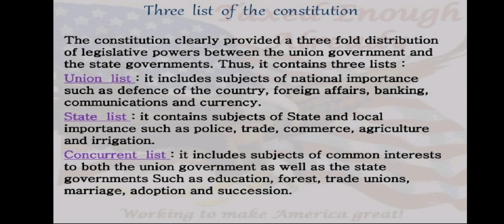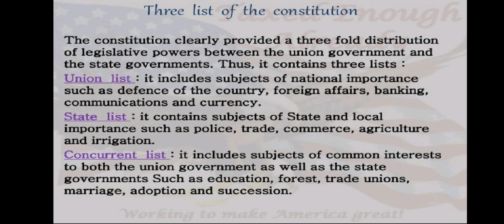The first one is your union list. It includes subjects of national importance, such as defense of the country, foreign affairs, banking, communication, and currency. They are included in this list because we need a uniform policy on these matters throughout the country. The union government alone can make laws relating to the subjects mentioned in the union list.